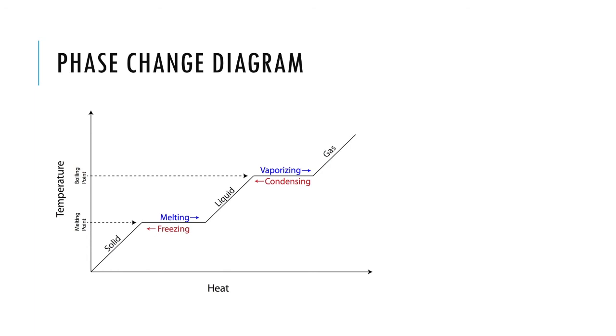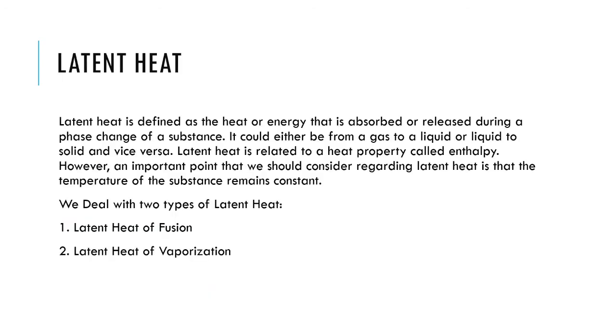This is due to the fact that all of the heat energy is being used to break the cohesive bonds between these particles instead of going into raising the temperature. The heat involved is latent heat. Latent heat is defined as the heat or the energy that is absorbed or released during phase change of a substance. It could either be from a gas to a liquid or liquid to a solid and vice versa. The latent heat is related to a heat property called enthalpy. However, an important point regarding latent heat is that the temperature of the substance remains constant. We deal with two types of latent heat: latent heat of fusion and latent heat of vaporization.